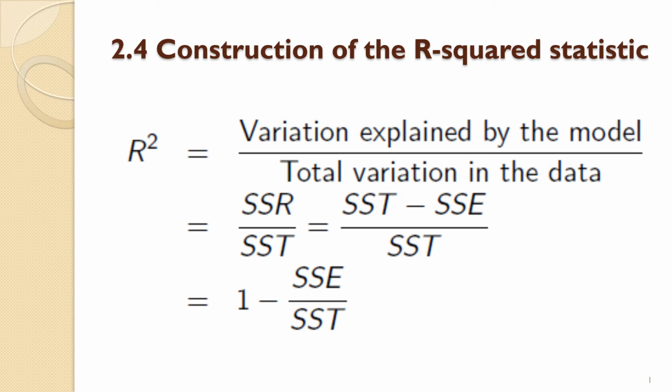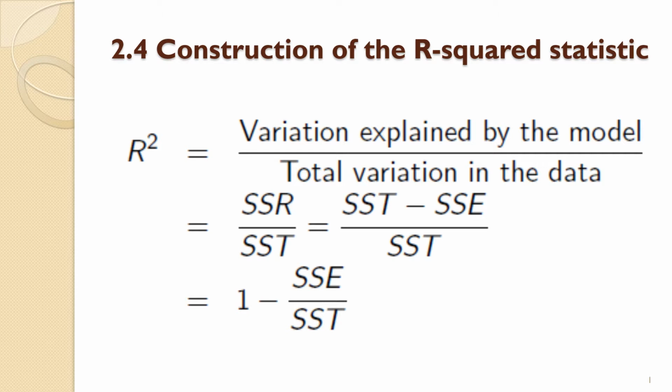So I wanted to start by saying a little bit about the construction of the R-squared statistic. Just in words, the R-squared statistic is the proportion of the variability in the data that the model describes, and ideally the higher the R-squared, the better.